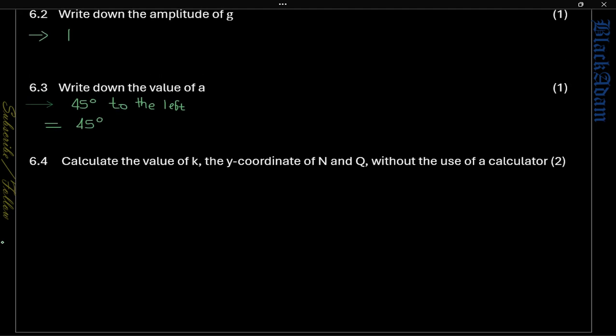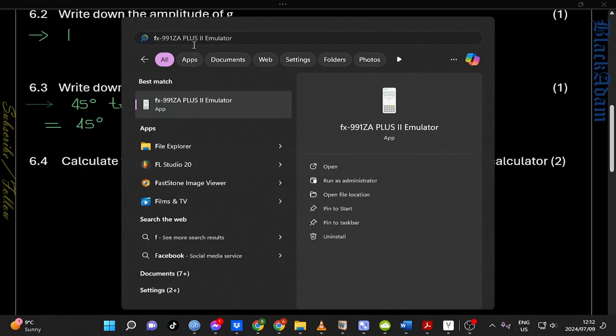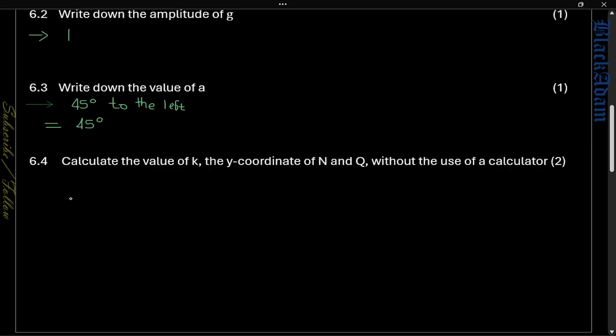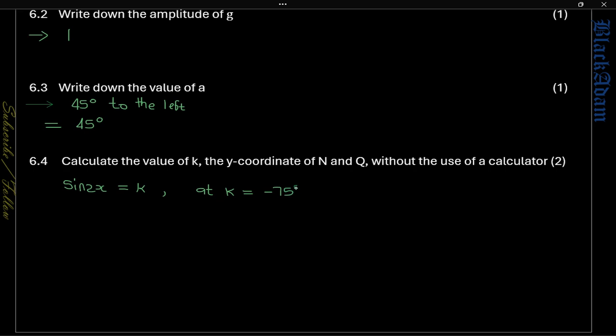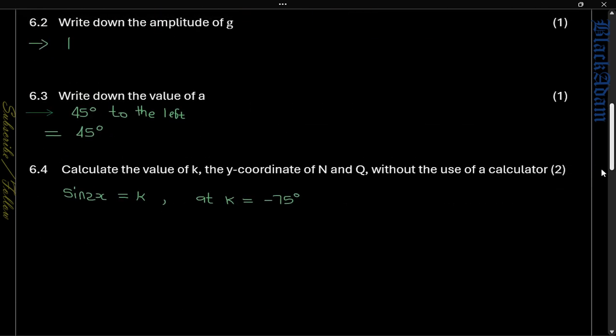Now I'm getting to 6.4. Okay, so 6.4, without the calculator, but we're just going to use a calculator to confirm something. So we have sine 2x equals k, and we know that at k, what is the value? That is negative 75 degrees. So we look there at the value at k, and finding that it is negative 75 degrees.